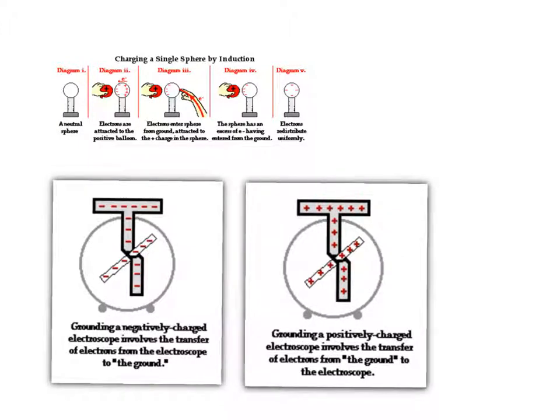And so if I have a single sphere and I bring a balloon close to it, I draw the electrons away, so the positive charge is on this side. I touch my finger to it. Electrons move through me to this side. And now we have a net negative charge because I've added electrons to the sphere. So the sphere is now negatively charged.